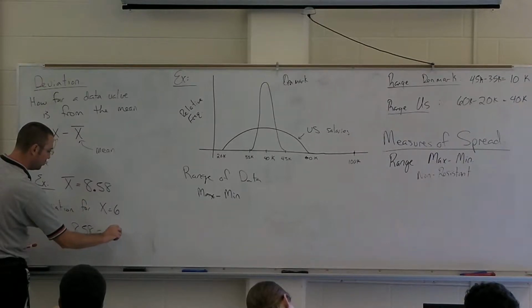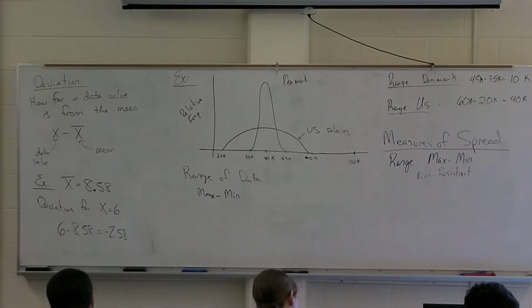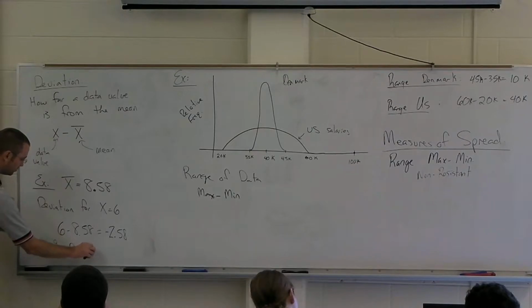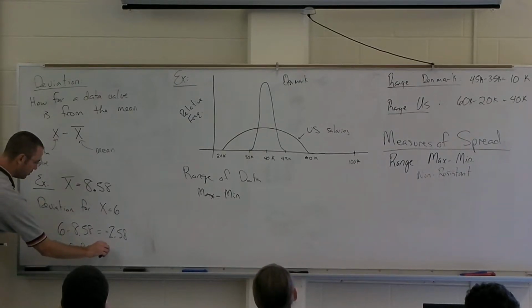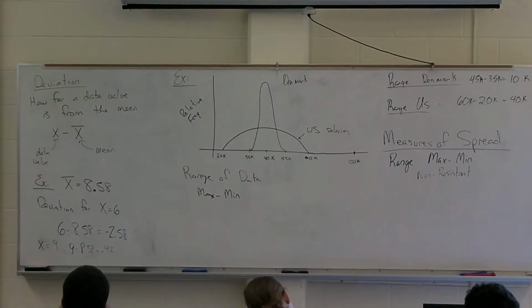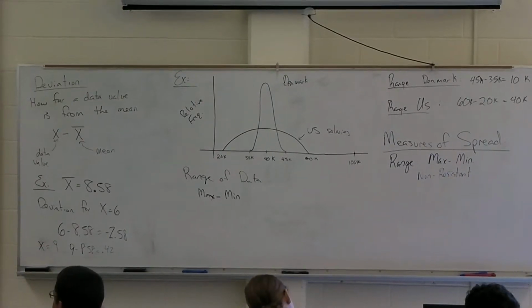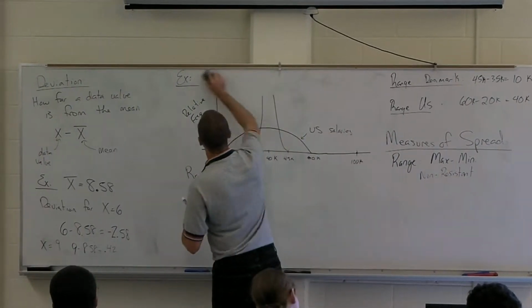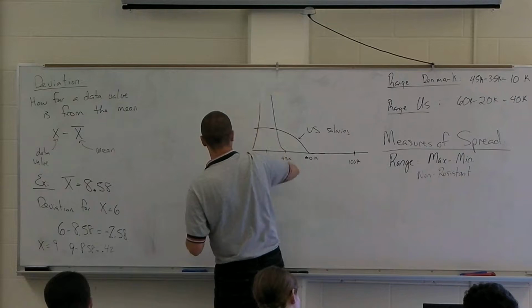Negative 2.58. Okay, so that's a deviation for the value of x equals 6. If I looked at a deviation for x equals 9, our deviation would be 9 minus the 8.58, which would be 0.42. Okay? So these deviations are just ways of measuring how far away values are from the center of our distribution, from the mean of our distribution.